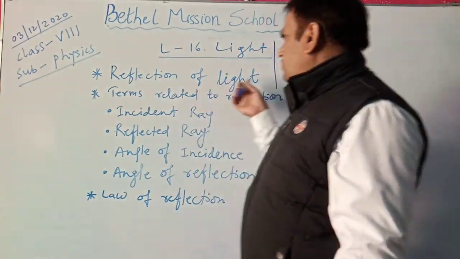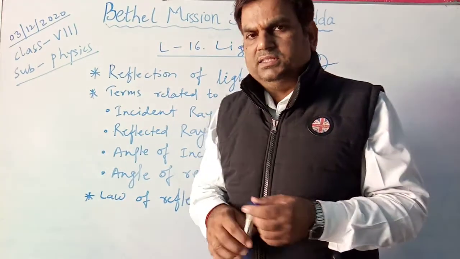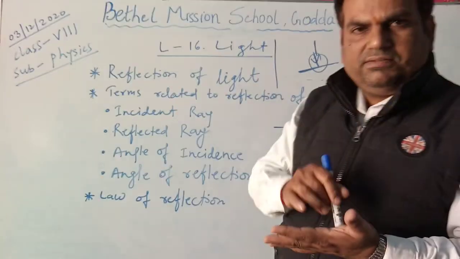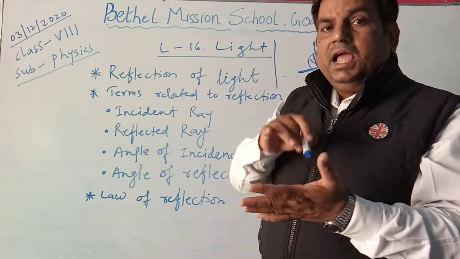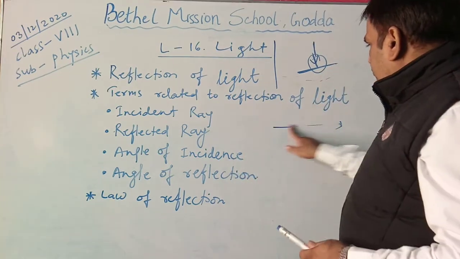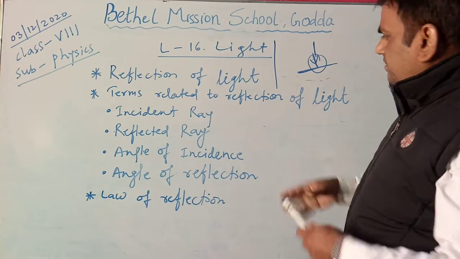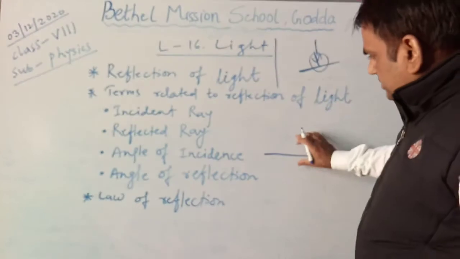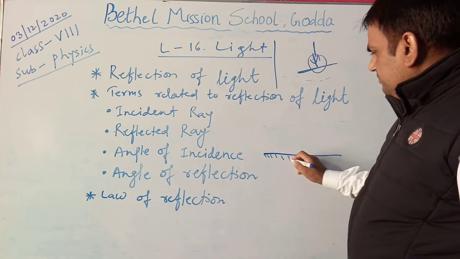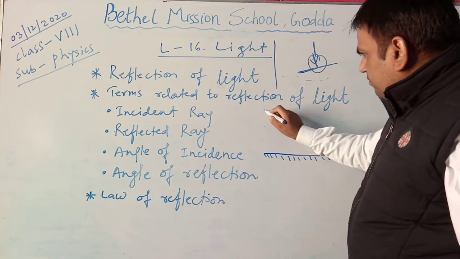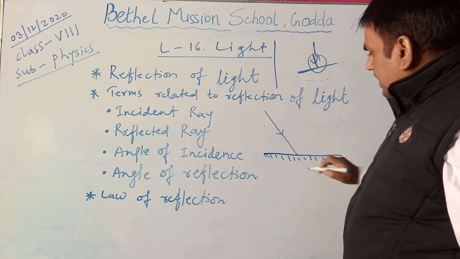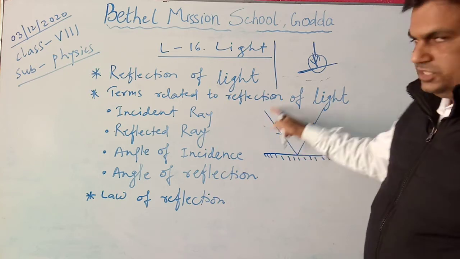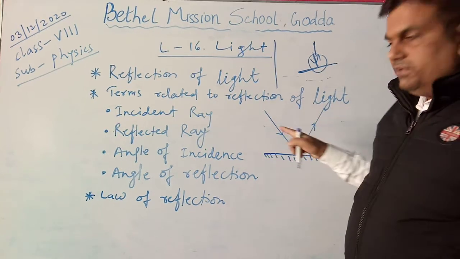First is reflection of light. What is reflection of light? Reflection of light means when a ray of light falls on a surface, and after reflection... Here I will show what reflection of light is. This is any surface like a mirror, and when a ray of light falls on it and this light is reflected, this process is known as the reflection of light.